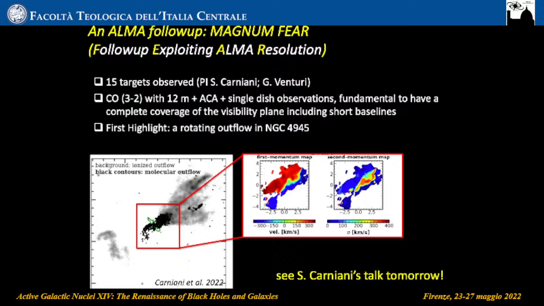This is just a highlight from Stefano's talk tomorrow morning. Where we detect in 4945, as I showed you before, in gray the ionized outflow that I showed you before for MUSE. The black contours, the black points here are the molecular outflow, and this is the map of the velocity and the velocity dispersion of the outflowing molecular gas. And you see that this kind of strange kinematics is explained if you assume that the outflow is not only moving away from the center, but it's also still rotating together with the galaxy where it's coming from. So Stefano again will explain everything tomorrow.